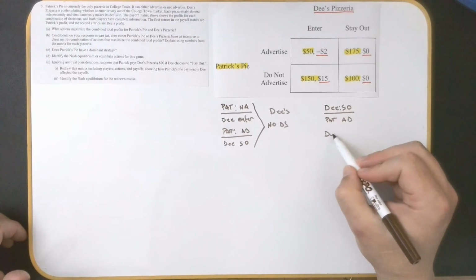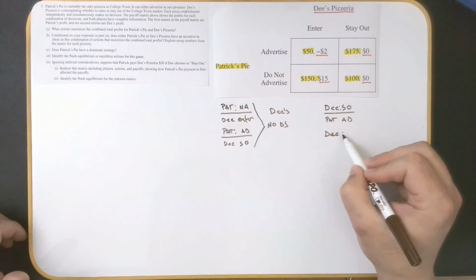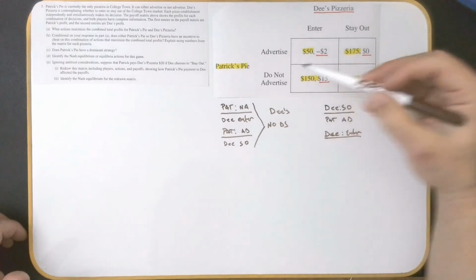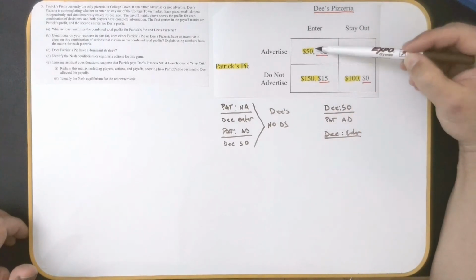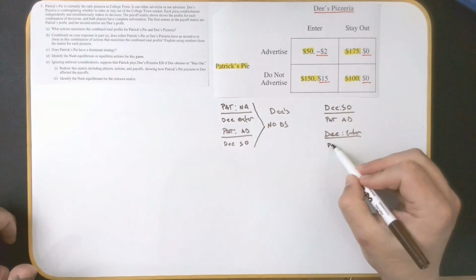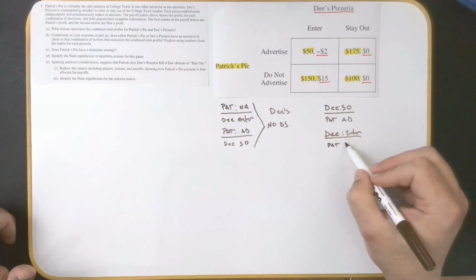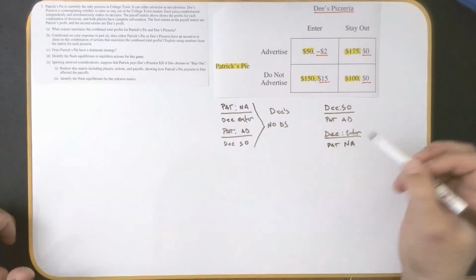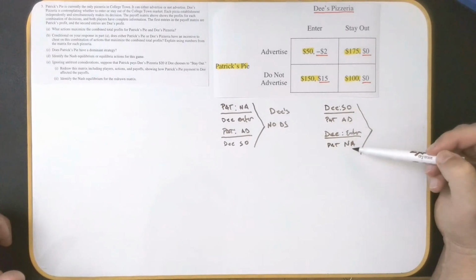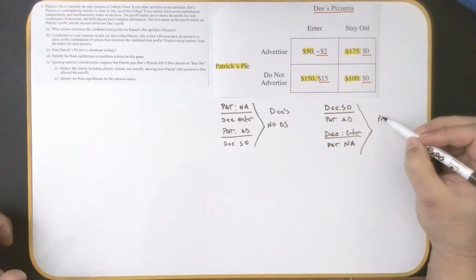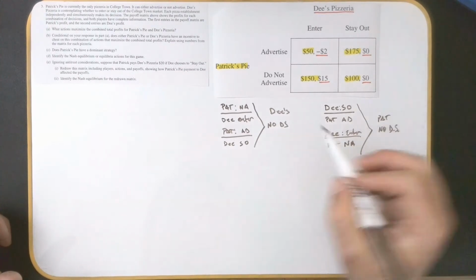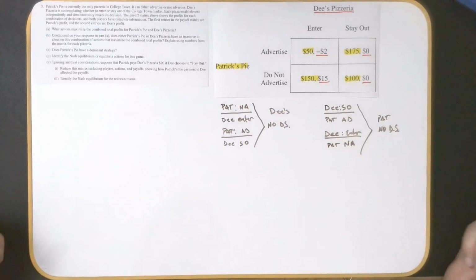Then let's force D to make the other decision. So what if D decides to enter? Okay, so D enters. We're in this column. What's better for Patrick's Pie? 150 is better than 50, so do not advertise. So I'm going to say Pat should not advertise. Okay. So for Pat, in one situation he advertises, and in the other he does not advertise. So Pat has no dominant strategy. Well, this is unusual. This happens, but it's a little unusual on this one. There's no dominant strategy for either.